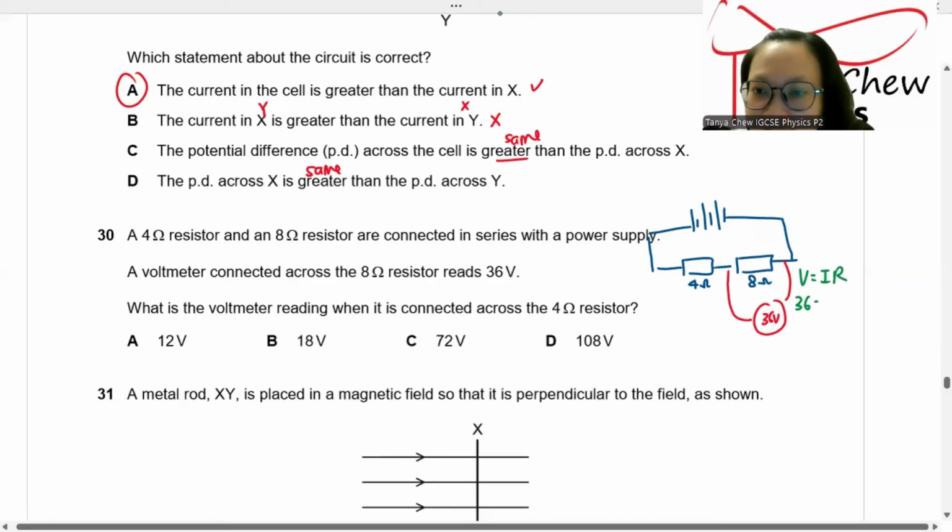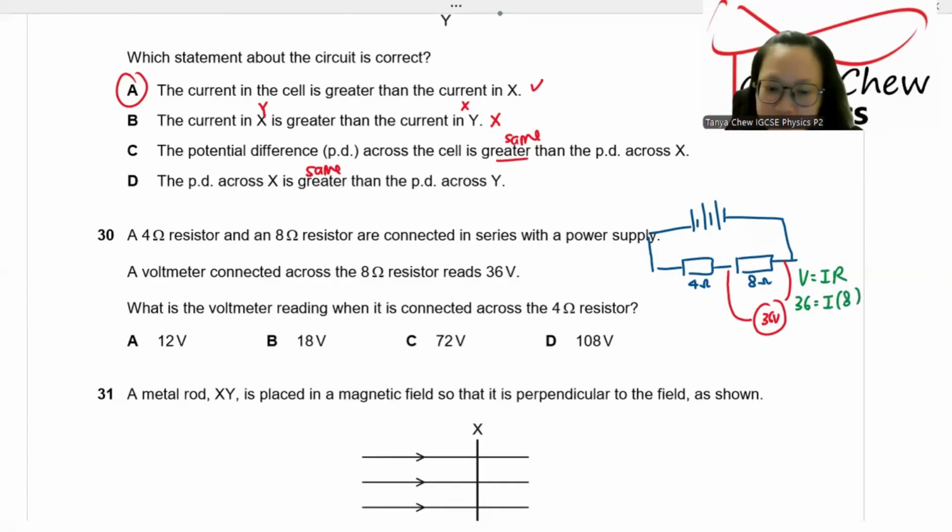So V is 36, I times the R, 8. The current flowing through the 8 ohm resistor is 36 divided by 8, which is 4.5 ampere. It is the same current flowing through the 4 ohm. Why? Because 4 ohm and 8 ohm are connected in series.